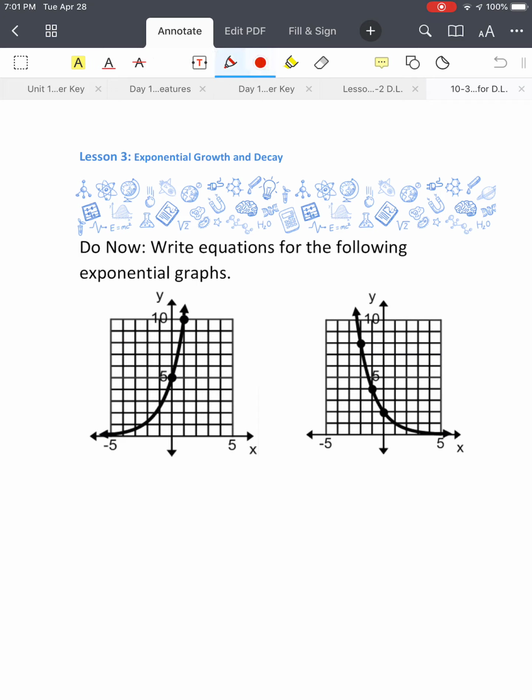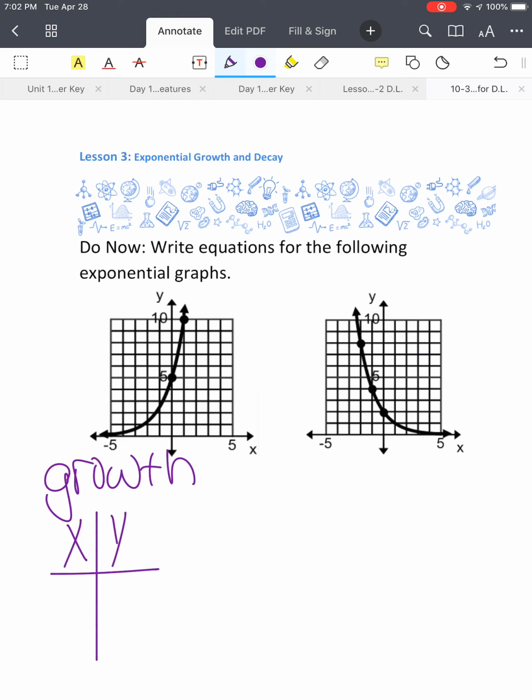Okay, so the first one, I want you to realize that it's an exponential growth, and we can tell that just by looking at the way the graph goes. The graph is going in an upward direction. That means that it's exponential growth. Okay, so what we're going to do to figure out how to write this equation is we're going to make ourselves a table, and we're going to look at some points.